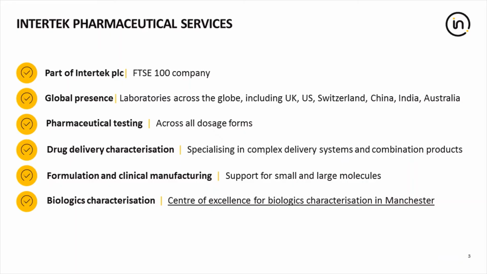So briefly, I would like to introduce Intertek Pharmaceutical Services. Intertek as a whole company is a FTSE 100 company with a network of pharmaceutical laboratories in the UK, US, Switzerland, India, China, and Australia, so we're pretty global. We provide development support through GLP, GCP, and GMP laboratory services, such as bioanalysis, analytical and formulation development, and release testing across all dosage forms. We have expertise in small and large molecule projects and have a vast range of techniques available to support our clients. I am based at our Centre for Excellence in Biological Characterization in Manchester in the United Kingdom.